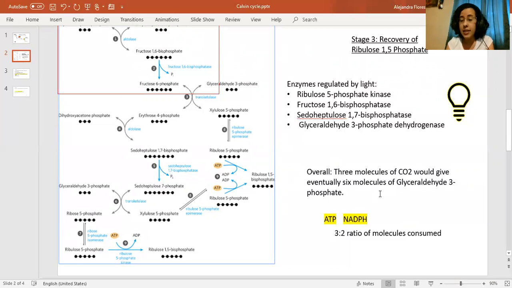But ATP is used also in stage 3. That's why you require more ATP than NADPH, and it gives you this ratio. So that's everything on my part of the Kelvin cycle, and thank you very much.